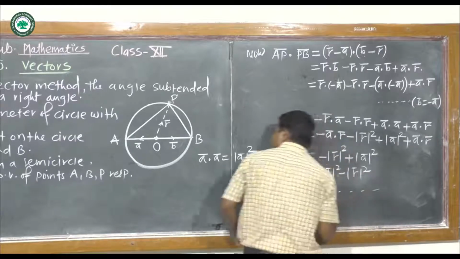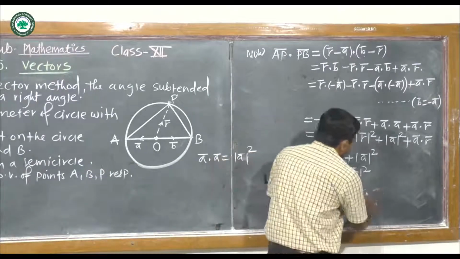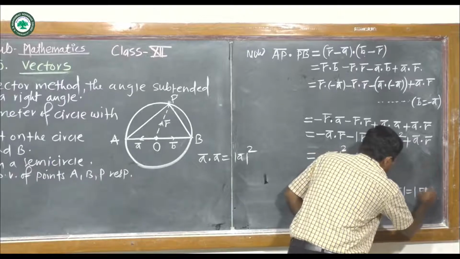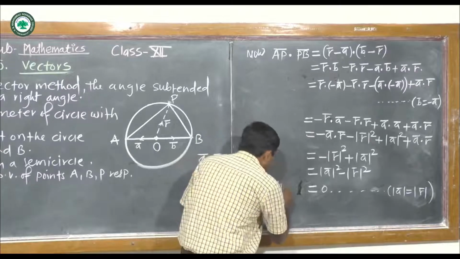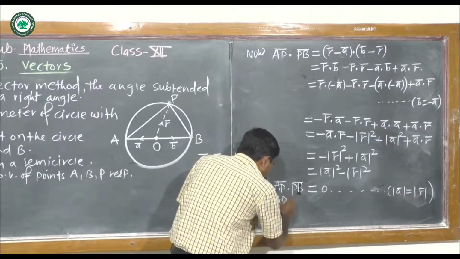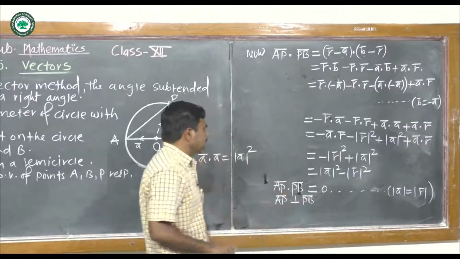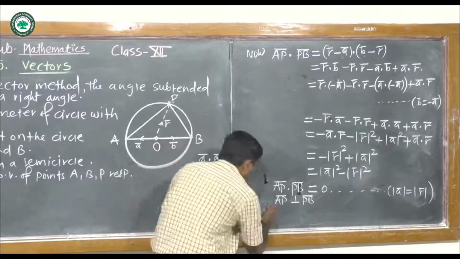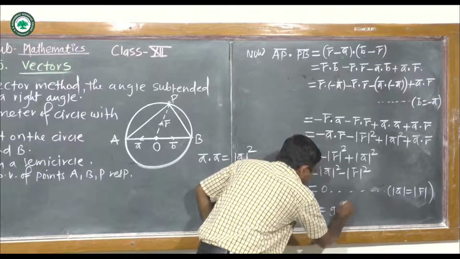Why is it 0? Because the magnitude of vector A is equal to the magnitude of vector B is equal to the magnitude of vector R. The reason is that the magnitude of vector A is equal to the magnitude of vector R, because both are radii. So AP bar dot PB bar is equal to 0. This shows that AP bar is perpendicular to PB bar. It means that the angle between them has measure 90 degrees. So therefore, the measure of angle APB is equal to 90 degrees.